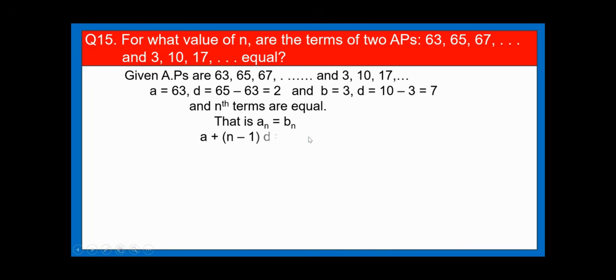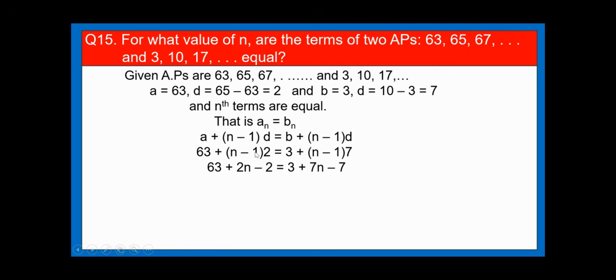Now what is the formula for an? a plus n minus 1 into d. What is the formula for bn? b plus n minus 1 into d. Now let us substitute the values. What is the a value? 63 plus n minus 1, and the d value is 2. This is equal to b value 3 plus n minus 1, and here the d value is 7. 63 plus 2 into n is 2n, minus 2 ones are 2, is equal to 3 plus 7 into n is 7n, minus 1 into 7 is minus 7.